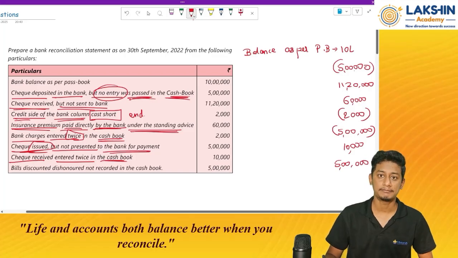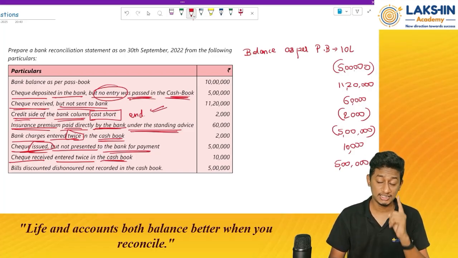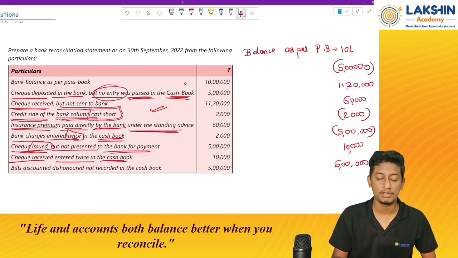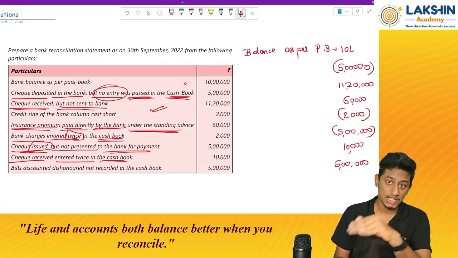I can add it. Done. So we have skipped the entry right over here. Now look at this very carefully. So what has happened over here? The credit side of the bank column was cast short.